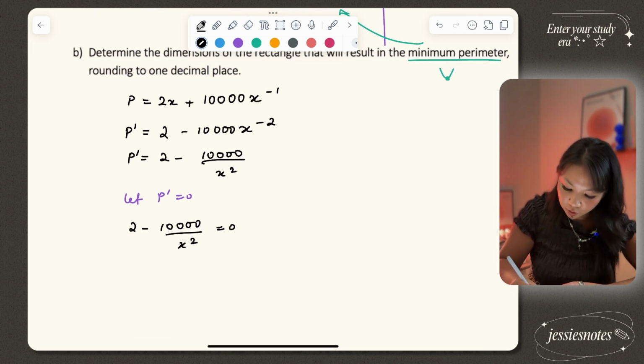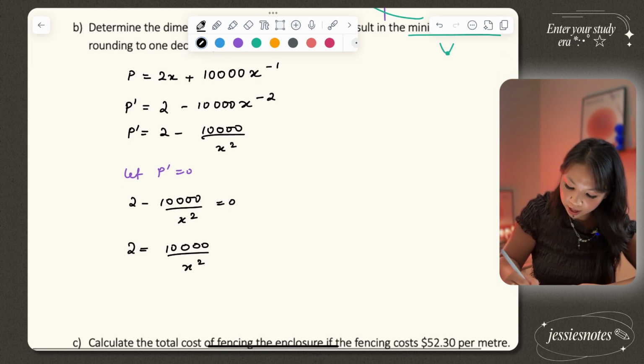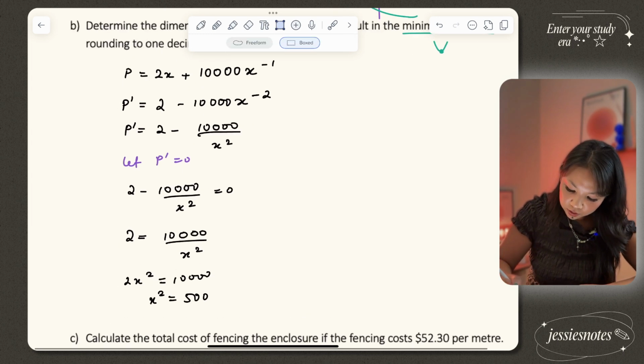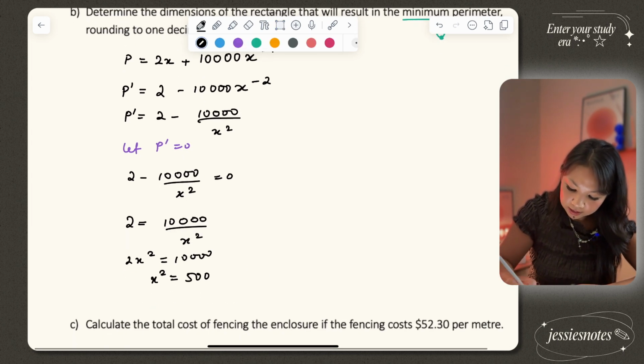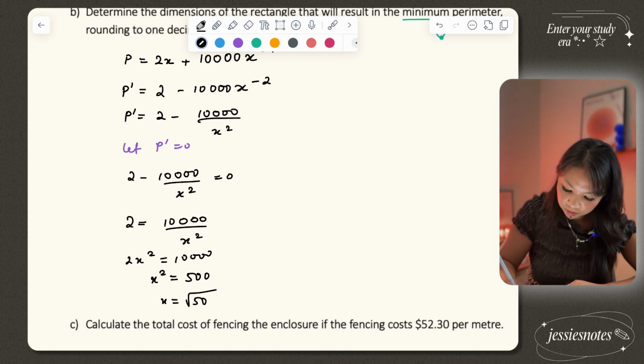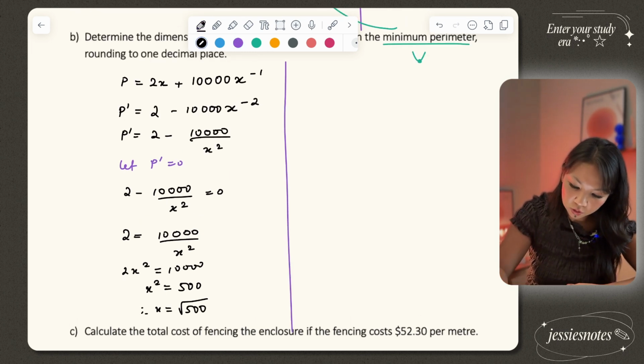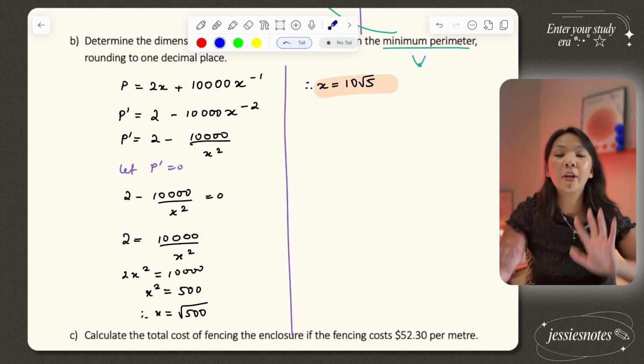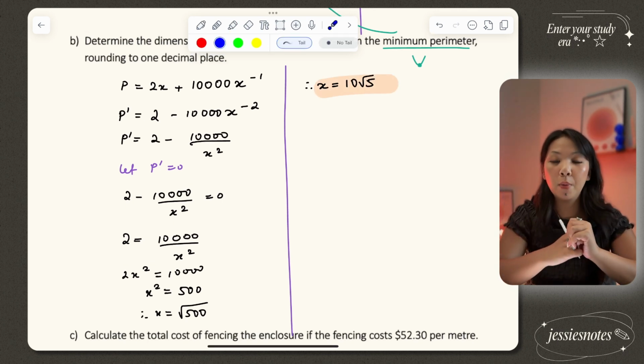Let's bring that fraction over to make it positive. So we get 2 equals 10,000 over x squared. 2x squared equals 10,000, or x squared equals 500. So therefore, x is going to be equal to the square root of 500, which is going to simplify to x equals 10 root 5. Okay, great. That is your stationary point.